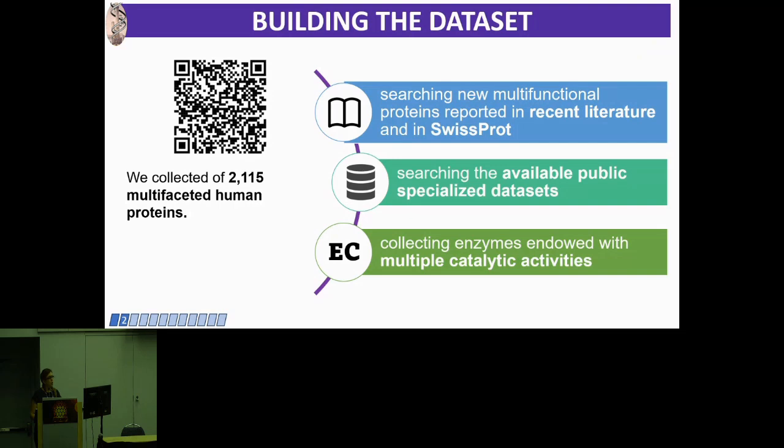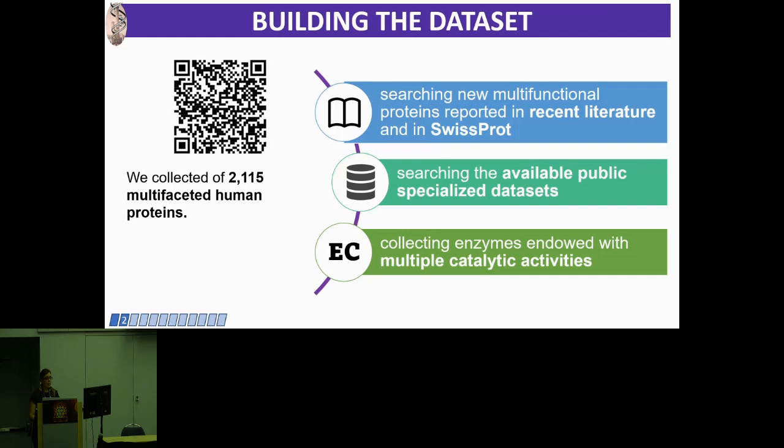And then we also search publicly available datasets that are very specialized, especially in moonlighting proteins: MoonDB, MoonProt, and MultitaskProtDB. They collect about 50, 100, and 180 different proteins, and when merged, they collect about 250 proteins with a very small overlap of just 15 proteins. And finally, we also collect enzymes with multiple catalytic activities, covering both the definitions of promiscuous and multi-class enzymes, and there are about 680 different enzymes.